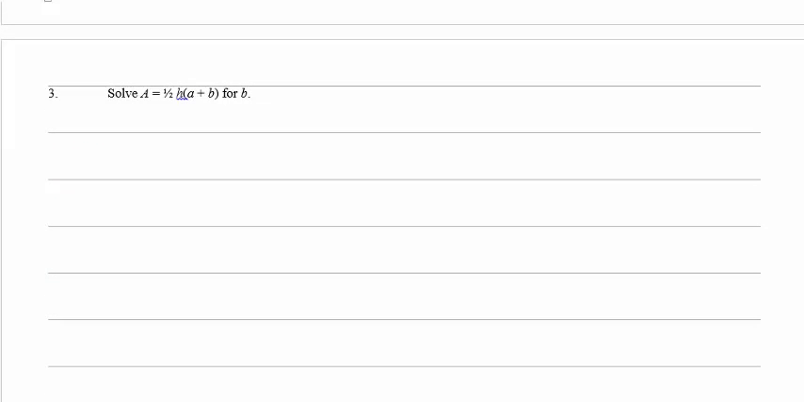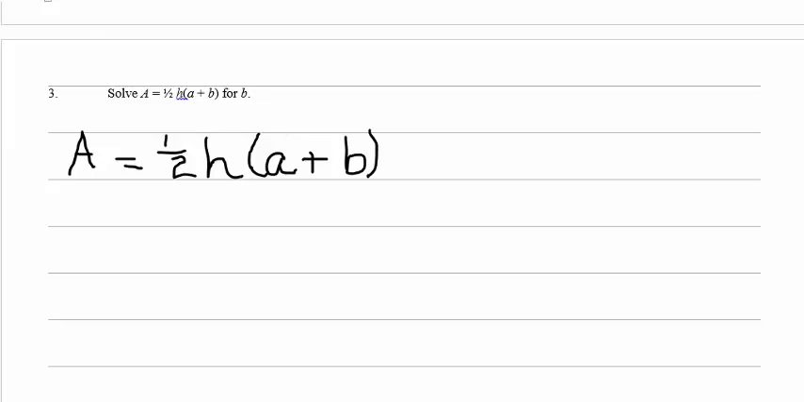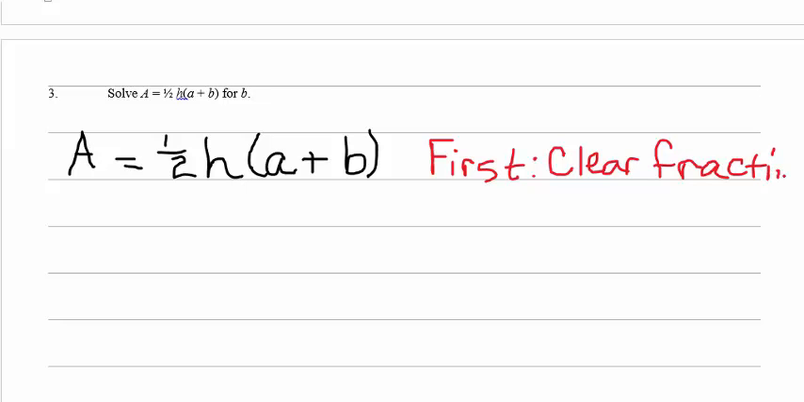Here we have A equal to 1/2 H times the sum a plus b. We want to solve this for b. Well, the first thing I recommend in a problem like this is to clear the fractions. You only have one fraction, so there's one denominator, and that denominator is 2. So I'm going to multiply every term of the equation by 2.